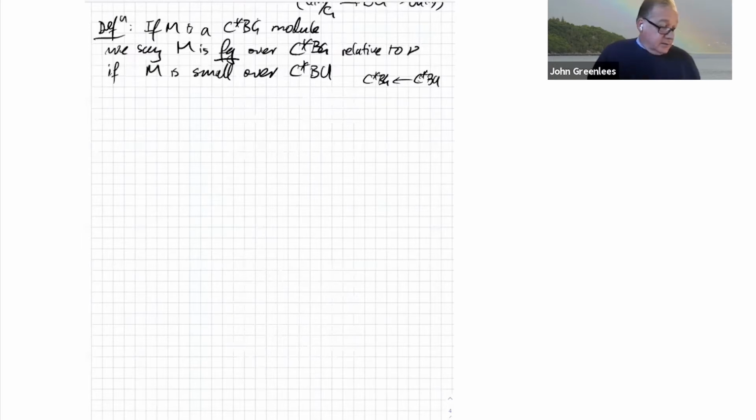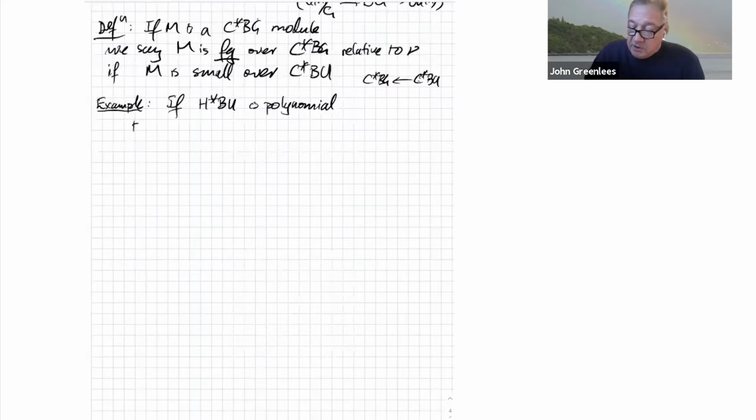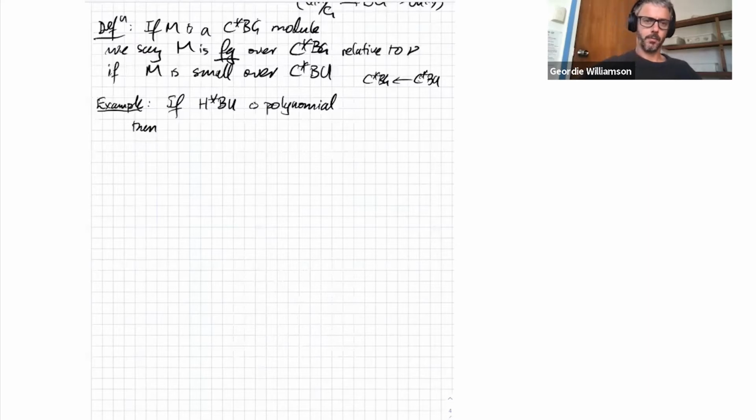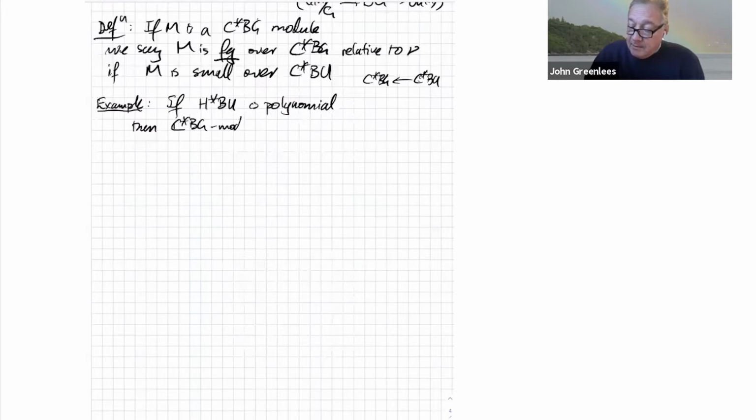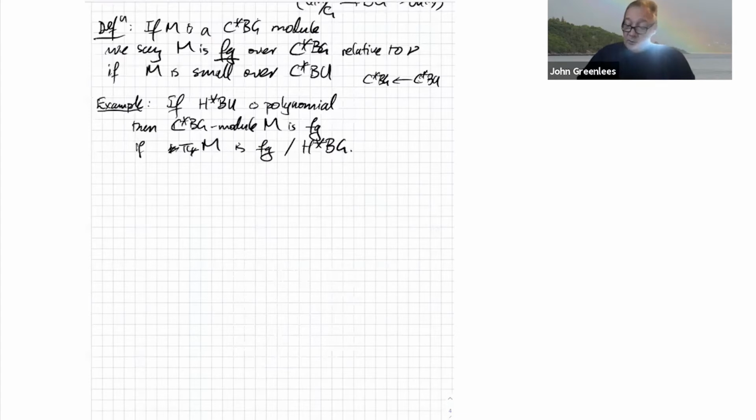So let's see. I think I should have an example. In fact, if the cohomology of BU is polynomial, then we have a criterion for when a module is small. So I want to say then a cochains BG module is finitely generated if its homotopy is finitely generated over the cohomology of BG.